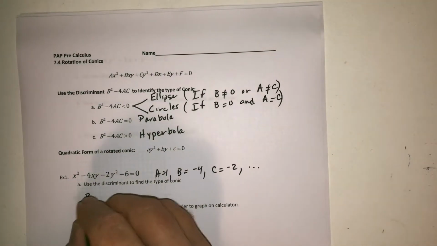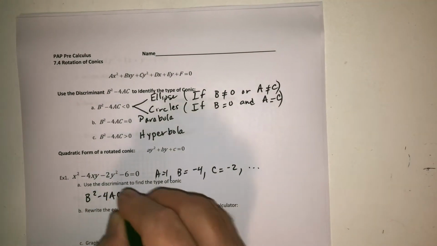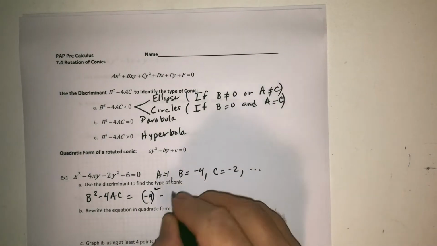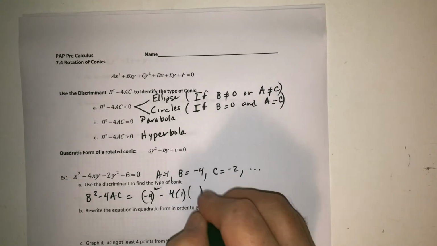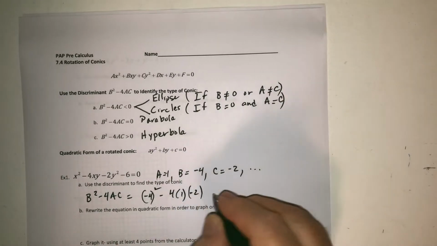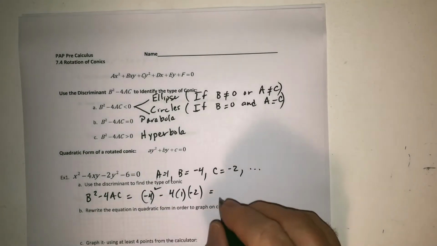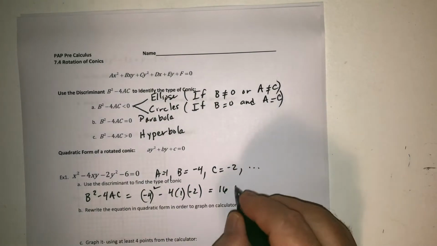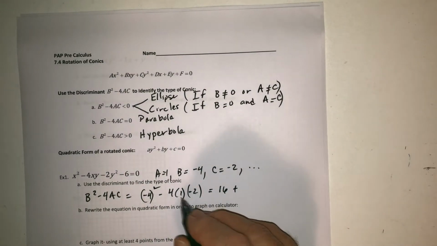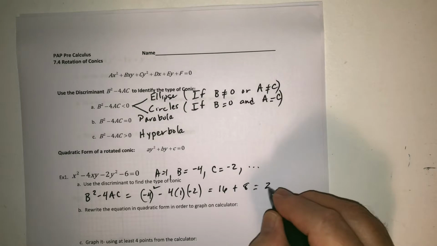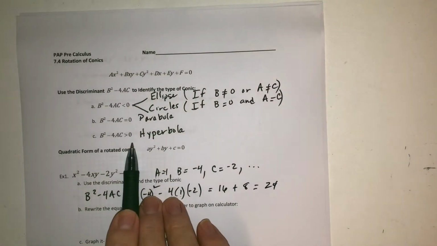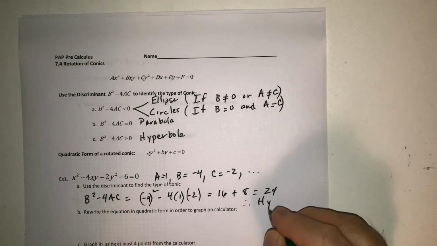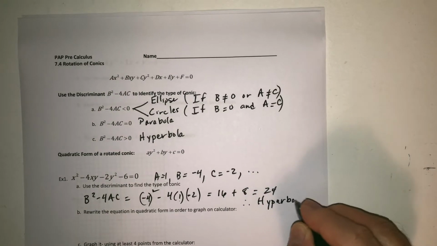I am going to evaluate b squared minus 4ac, where b is -4, a has a value of 1, and c has a value of -2. Well, -4 squared is 16, and a negative times a negative is a positive, and 4 times 1 is 4, times 2 is 8, so that's 24. It's positive, so this is a hyperbola, since the discriminant is positive.